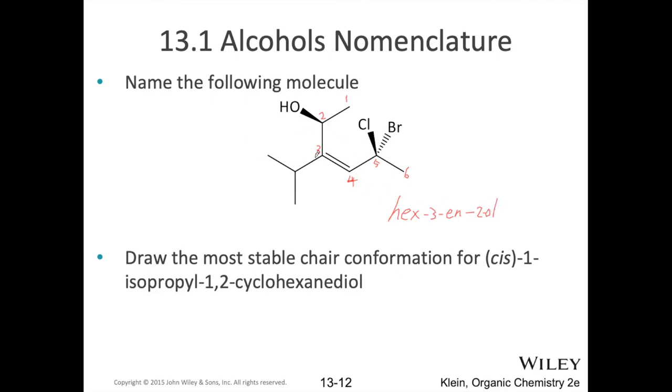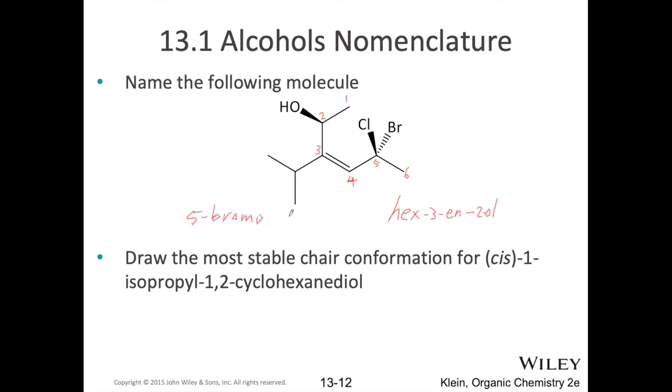We have other substituents as well, of course. We have this isopropyl group at the 3 position. We have a chlorine and a bromine at the 5 position. So we want to make a note of that. In this case, we'd want to put those in alphabetical order. So it would go bromine and chlorine. So I guess it'd be 5-bromo.